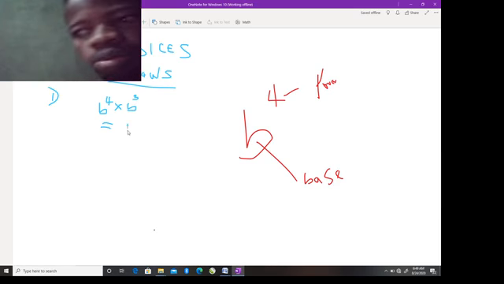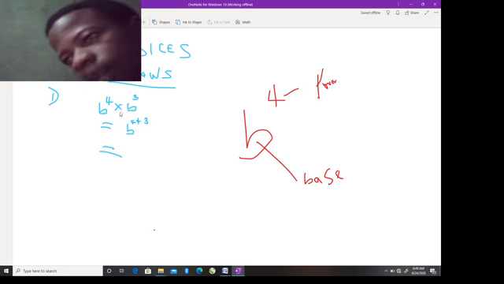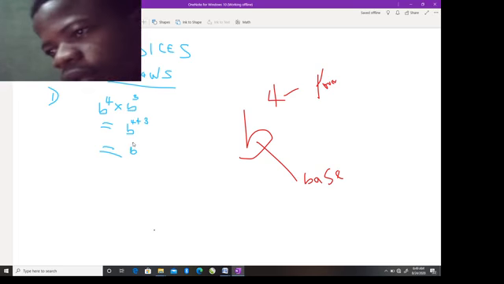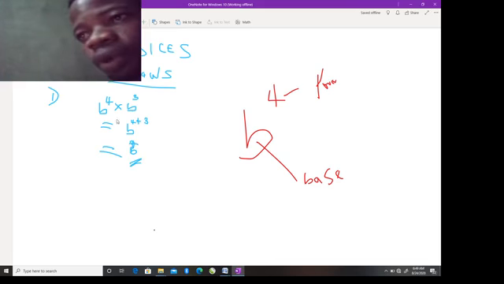So the multiplication law states that since you have a common base, and their powers either common or not common, what you do is you add them up. It's not that you can't multiply this out. It's possible, but it's just a long journey. So now we just have b raised to power 3 plus 4, which gives us 7. It is as straightforward as that.